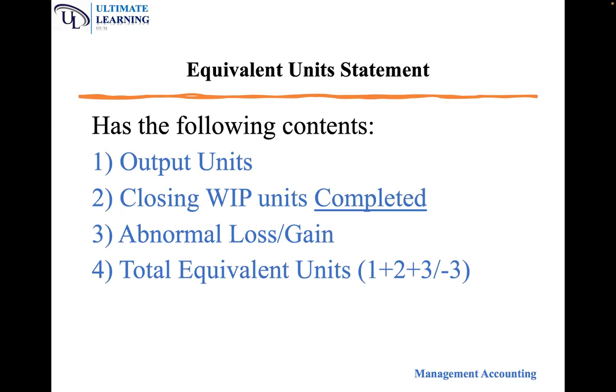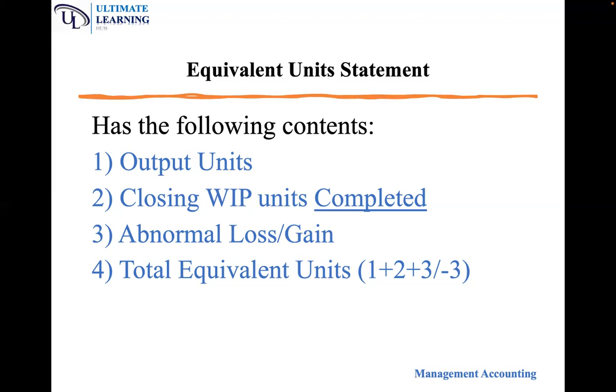Now, how do we prepare the equivalent unit statement under process accounts with only closing work in progress, that is, there is no opening work in progress? Number one, you need to identify what are our output units. Output units, I'll show you through an example. Number two, you need to identify the closing work in progress units completed. Number three, you need to ascertain whether there is abnormal gain or abnormal loss.